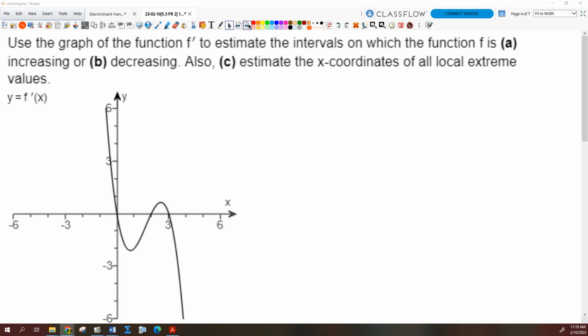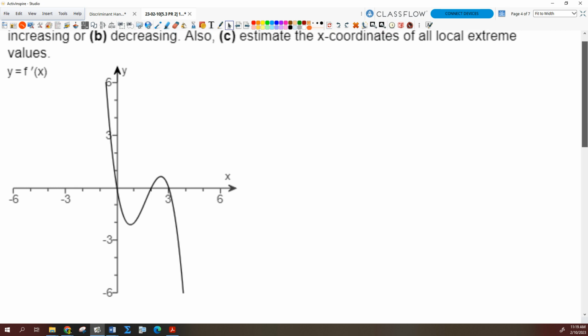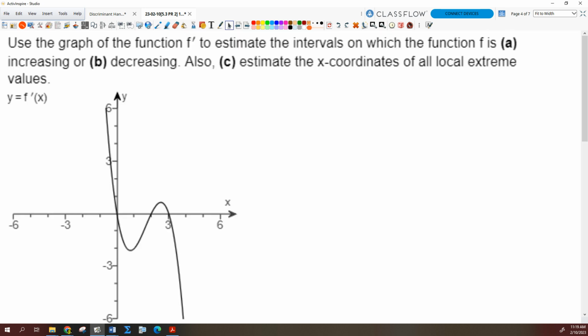Okay, so again, we're given the derivative function. We're supposed to estimate the intervals on which the function is increasing, decreasing, and the x coordinates, we can't really provide y coordinates, but the x coordinates of all local extreme values. And let's tell what kind of extrema they are. Okay, well, this one is, I mean, really, we've already done all this stuff. Where would it be increasing?